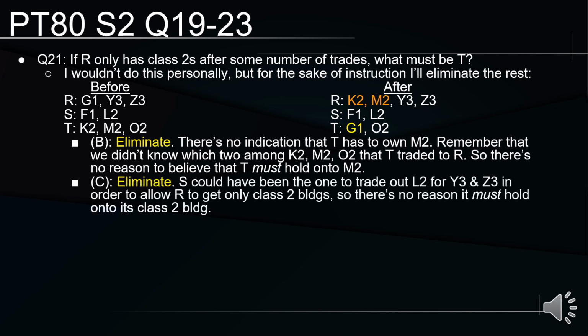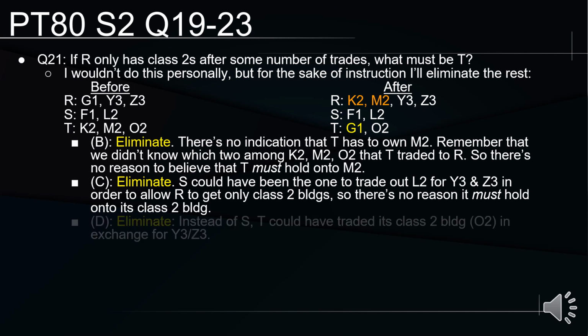C we also get to eliminate. S could have been the one to trade L for Y and Z in order to allow R to finally get only class 2 buildings. But there's no reason that it must hold on to its class 2 building. As we saw, T could have been the one to take Y and Z and also trade away its final class 2 building to give R 3 class 2 buildings. So yeah, this one also we can eliminate.